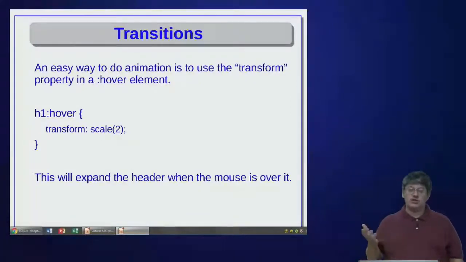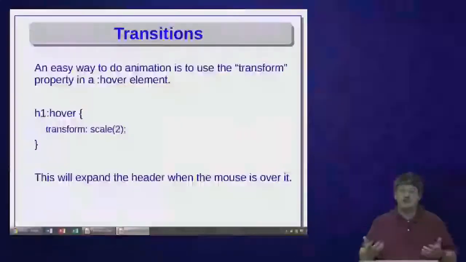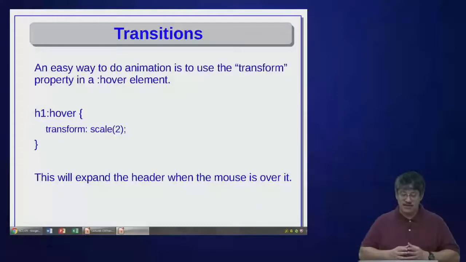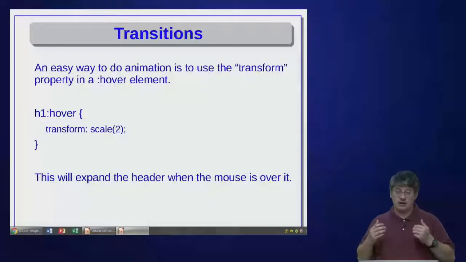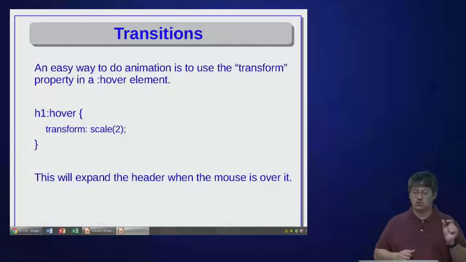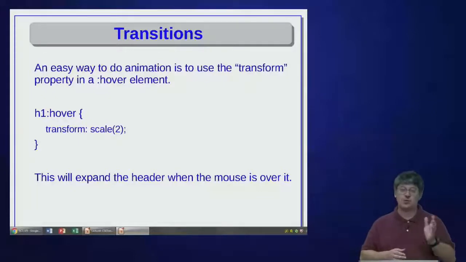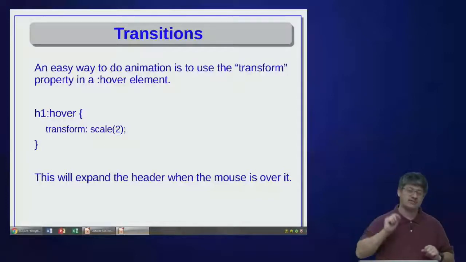So we can use these transformations to do animation, and one way to do that is to use a new feature of CSS called transitions. So one really easy way to do this is to use the hover pseudo selector. For example, I can have an H1 tag, and I can style it how I want. And then I can create a new rule that says if the mouse is hovering over the H1 tag, transform it by scaling it by a factor of 2. So here I have H1:hover. That's how I apply rules to the H1 element only when the mouse is hovering over it.